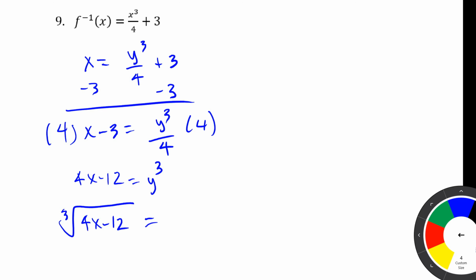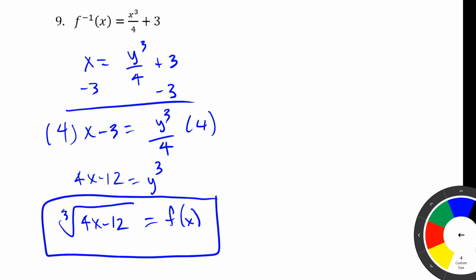And since y would be by itself, instead of using inverse of a function, I'm going to say this is the function. If you want to get really crazy and check this, you could find the inverse of that, and it should give you the original function.